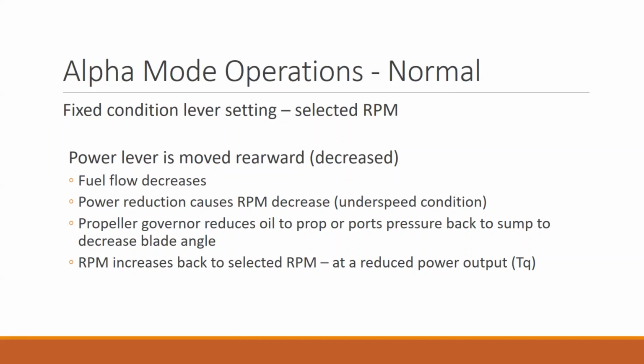Remember, oil on these makes it go thing. So I have an error in the slides, and I will get that fixed and get that uploaded. The oil gets sent to the prop, so we're going to ignore this line. And that's going to go to a finer blade angle, and then the RPM is going to increase back to the selected RPM, but it's going to be at a reduced power output because there's not as much fuel going to the engine. Okay? What slides are those? 23 and 24. I will get that fixed here shortly.